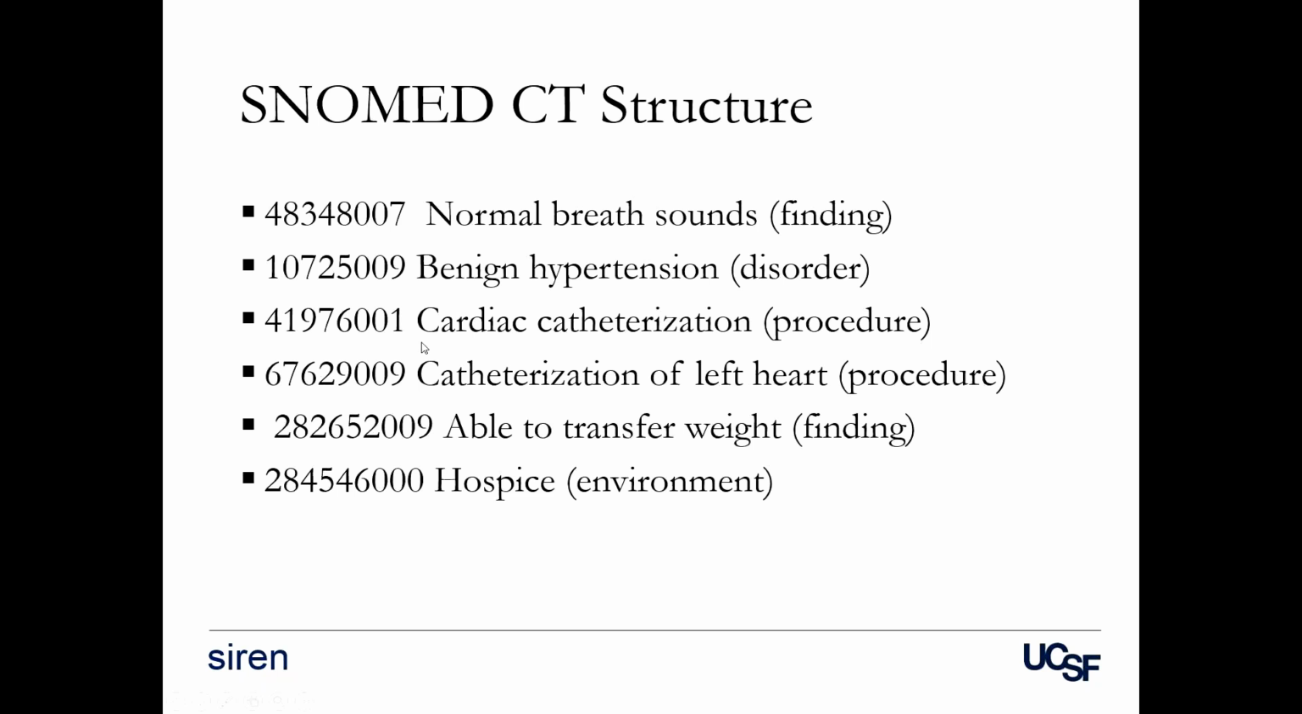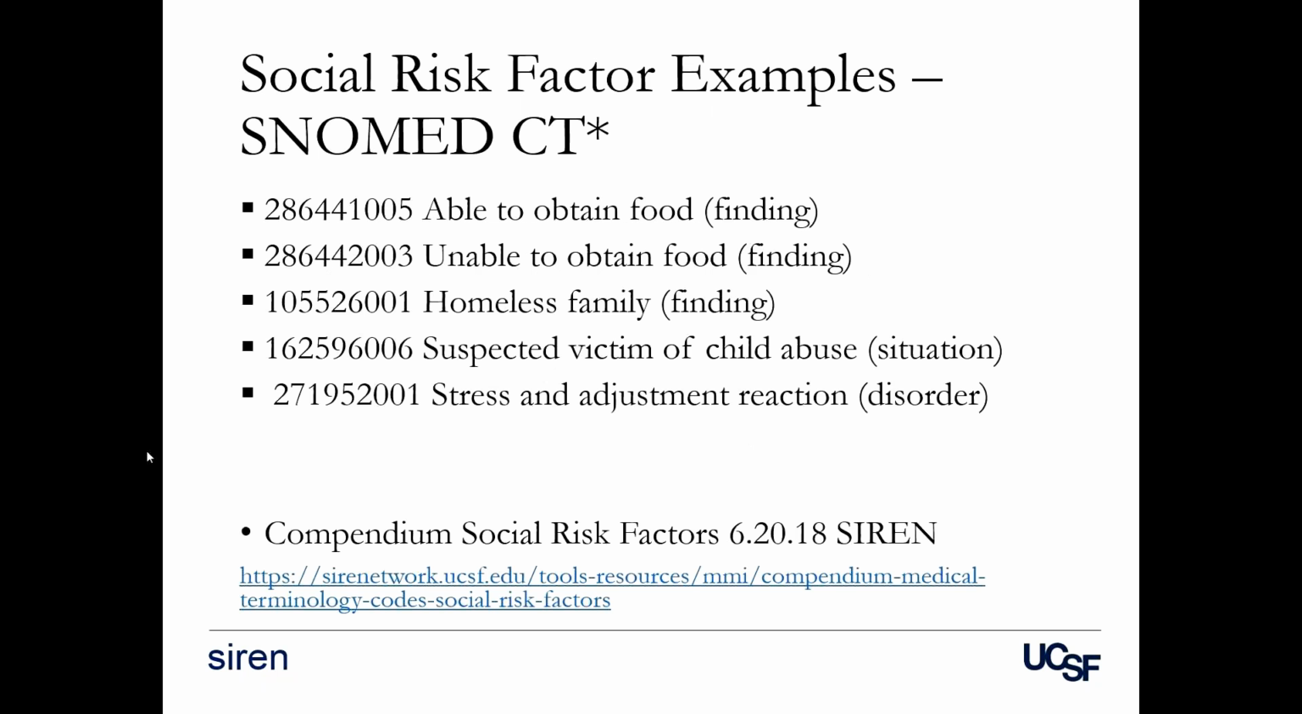So if you only know that the patient had a cardiac catheterization, then you could use this first cardiac catheterization concept. But if you knew that they actually had a catheterization of the left heart, which is a child under cardiac catheterization, you would assign or use this particular concept in its identifier. Another example of a finding would be the ability to transfer weight. And finally, an example of an environment concept is that identifying that it's a hospice environment. So if you're identifying a patient that currently resides in a hospice, you can use an environment concept from SNOMED CT.